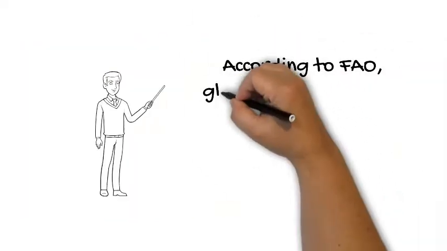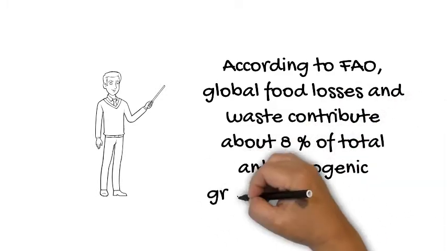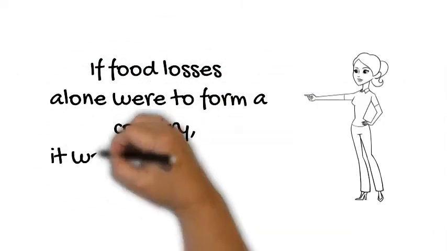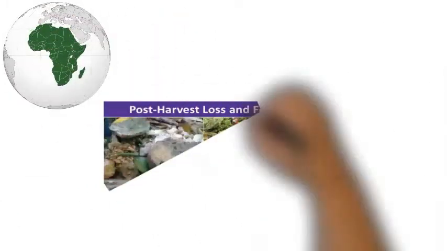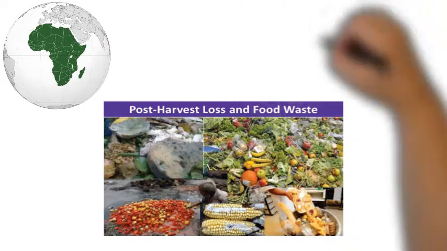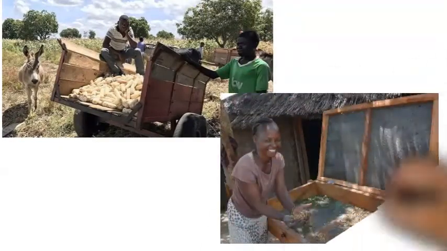According to FAO, global food losses and waste contribute to about 8% of total anthropogenic greenhouse emissions. In fact, if food losses alone were to form a country, it would be the third largest global emitter. The situation is worse in Africa, which experiences food and post-harvesting losses that are sometimes upwards of 40% of the initial harvest. The problem is complex, but the solutions do not have to be as complicated.